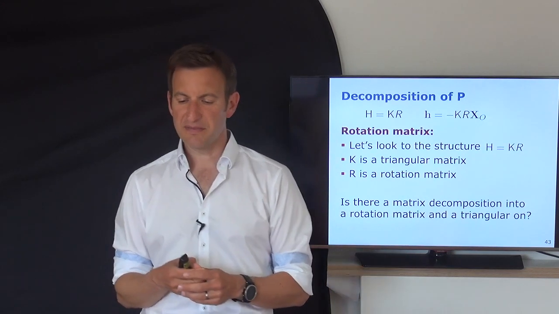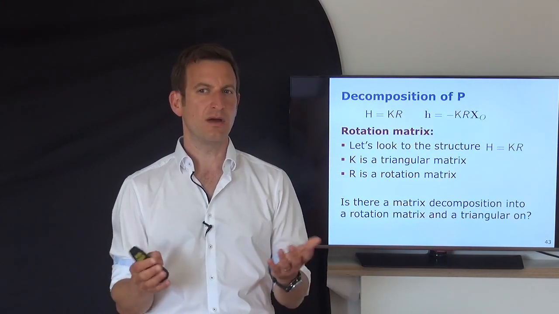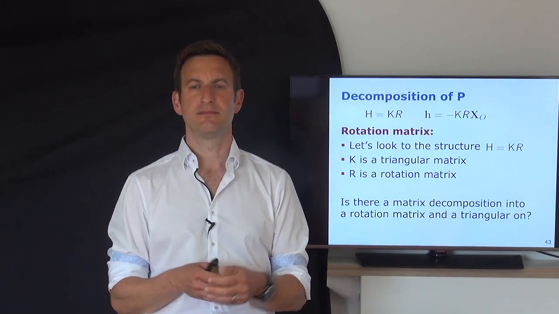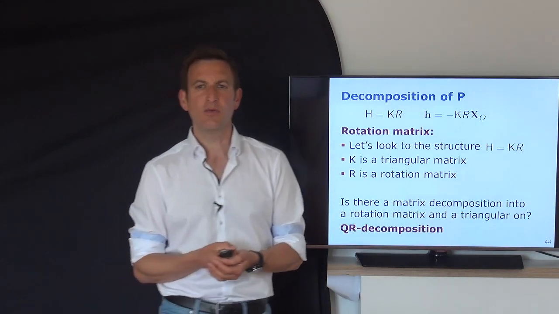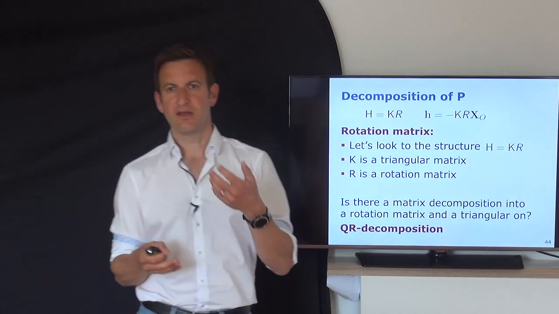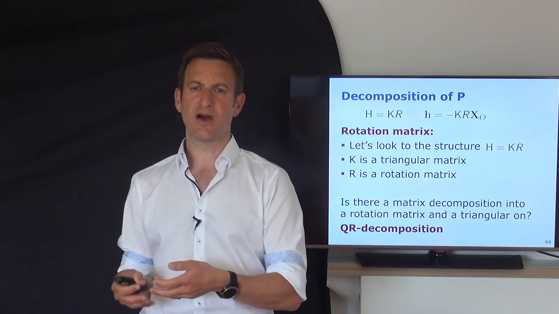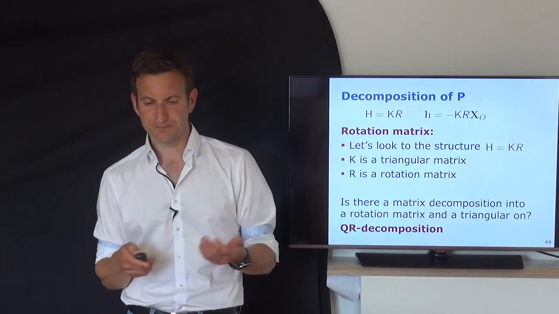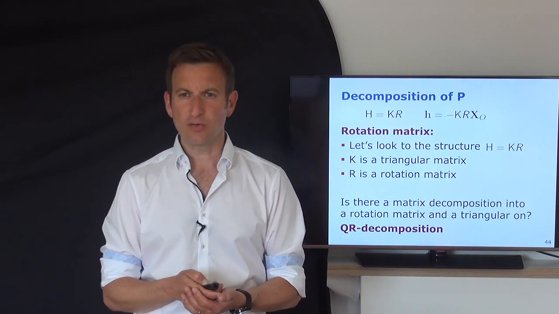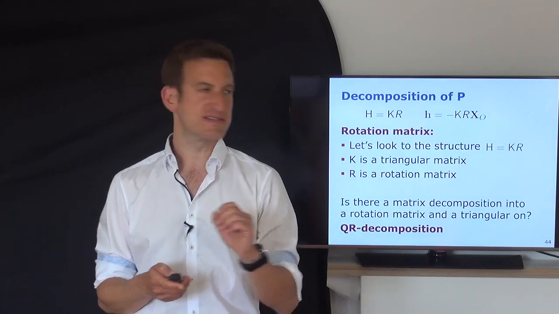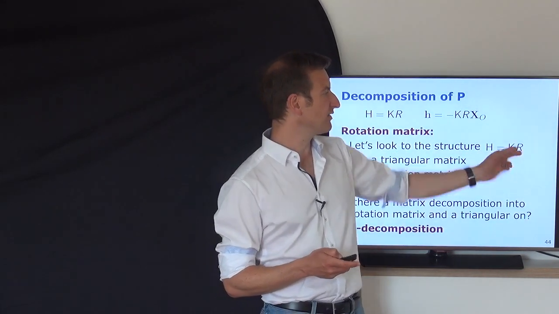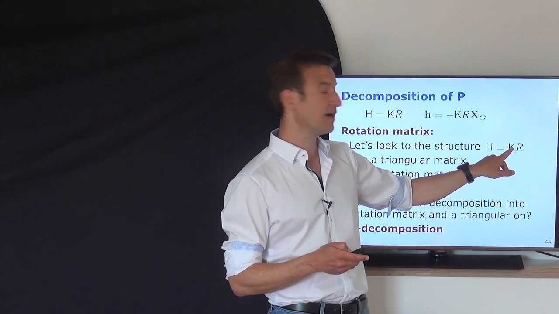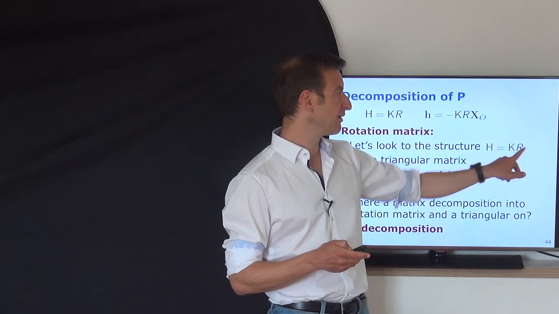So you need to ask yourself, is there actually a matrix decomposition technique that you know which decomposes a matrix into a rotation matrix and into a triangular one? And actually, there's one. QR decomposition is a technique to do this. It decomposes a matrix into a matrix Q and a matrix R, where Q is a rotation matrix and R is a triangular matrix. We actually don't perform that on H itself, because the rotation matrix and the calibration matrix are swapped. If they would be sitting the other way around, then the QR decomposition would work, but now they have the wrong order.